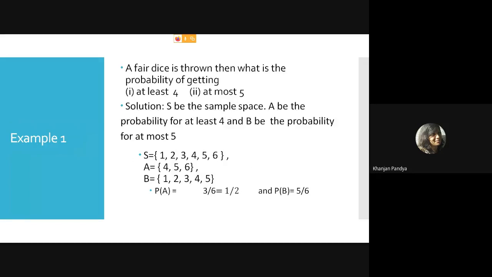Okay, let's take one example. A fair dice is thrown, then what is the probability of getting at least 4 and at most 5?